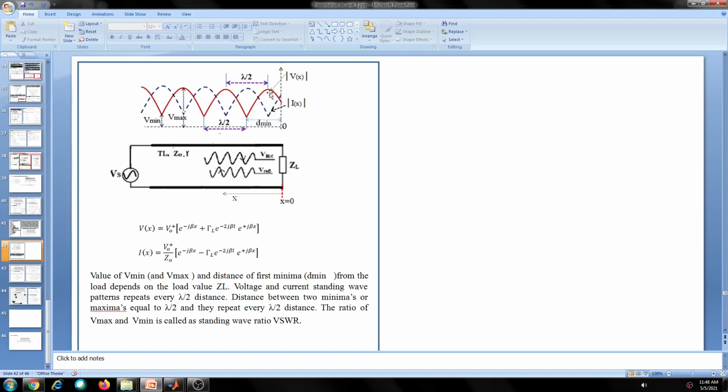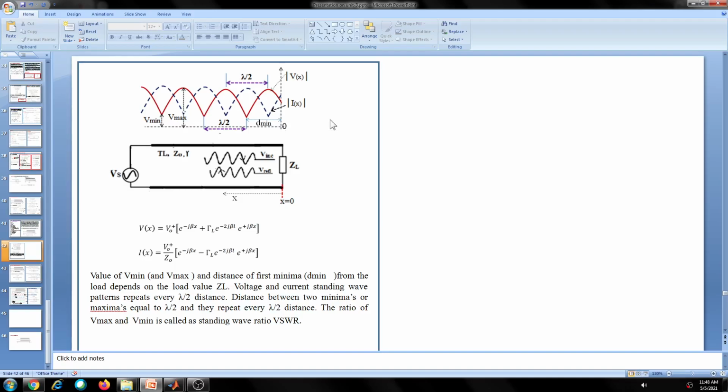Similarly, you can measure a maxima. See, the first maxima came here, this is a maximum, and afterwards the minima came. You may get a first minima, or a maxima first, depending upon the load value ZL. This position is based on the value of ZL. The minima may be somewhere here or here, anywhere, depending upon the load ZL. If you connect a short, the first minima will be here only.